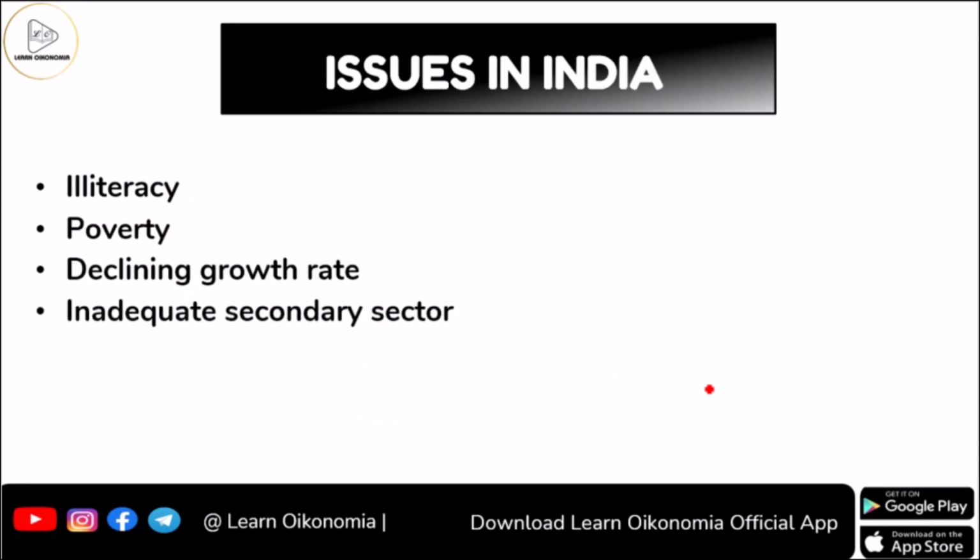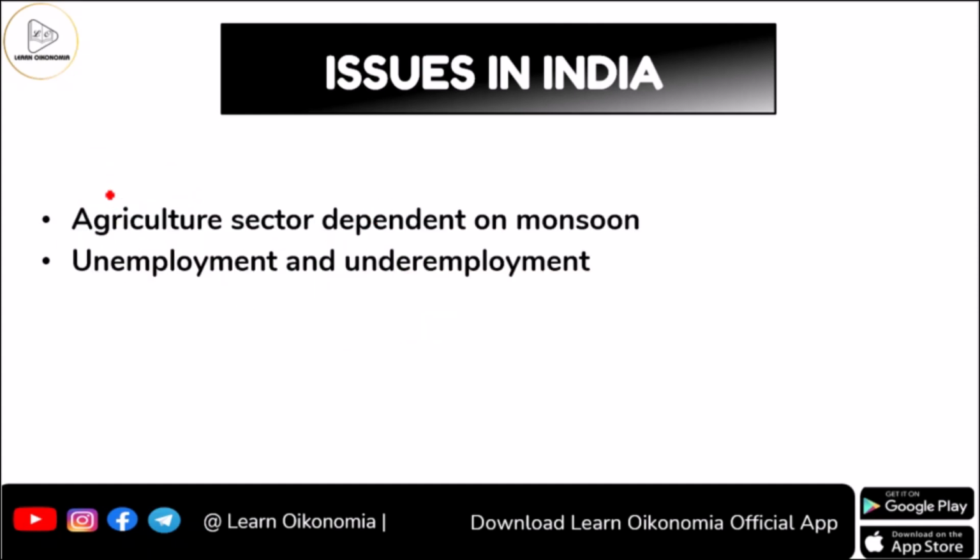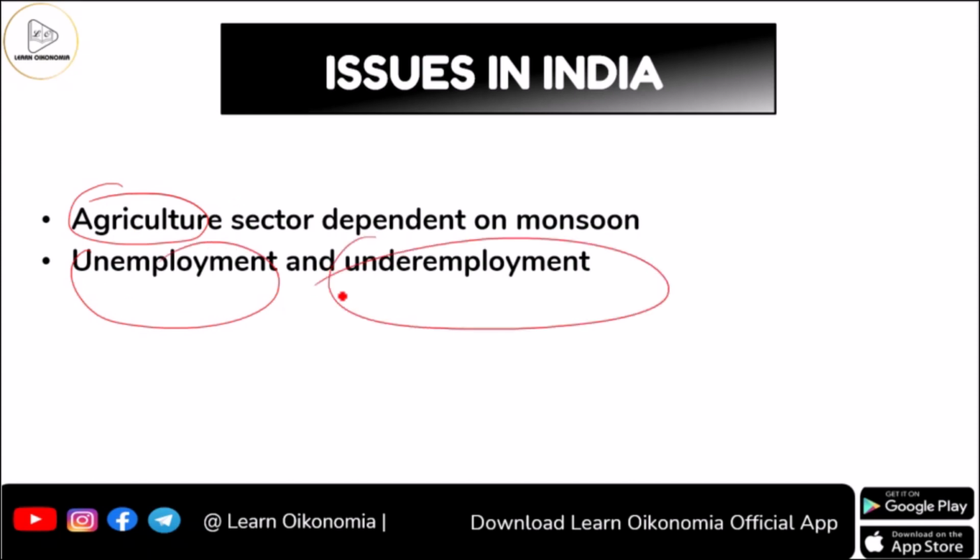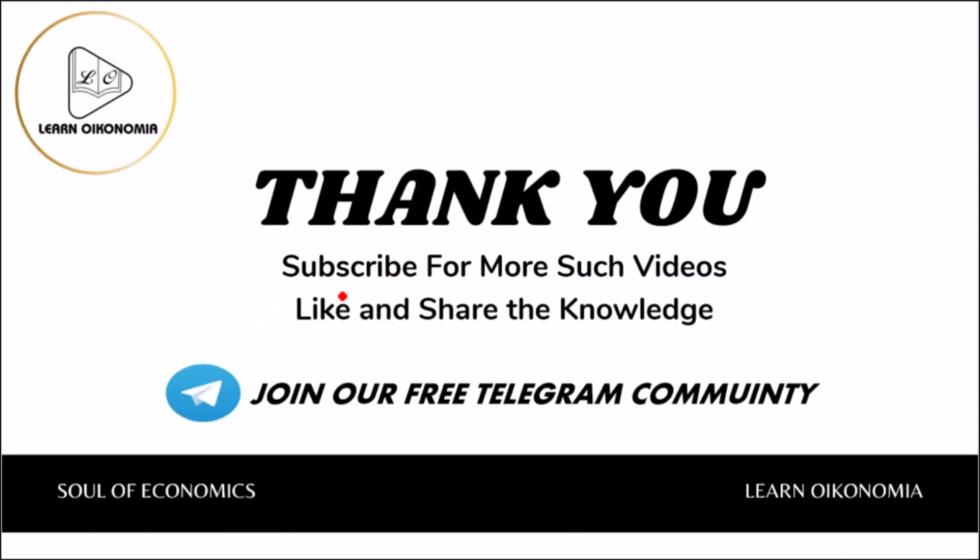Moving to some issues in India with respect to growth and development, we can have the illiteracy situation. Even now, we can have illiterate people in India. Again, poverty is one of the menaces that we have in India. The growth rate is declining, and that too is considered to be a problem. The inadequate growth in the secondary sector is considered to be another important issue. Then we can see that agriculture in India is still seen as a gamble on the monsoon. It is still completely dependent on the monsoon. Unemployment, underemployment, etc. are another set of problems that we have in the country. So that's all about the concept of growth, the concept of development, and the differences between the same.